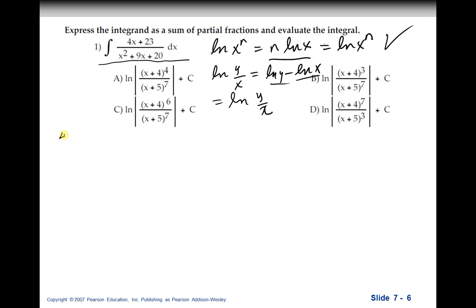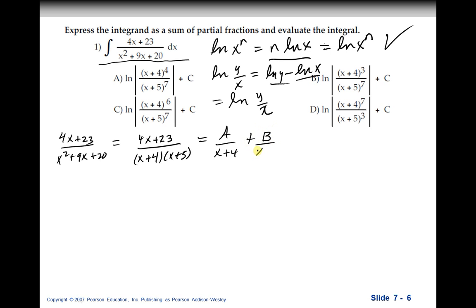We write 4x plus 23 divided by x squared plus 9x plus 20 as 4x plus 23 over x plus 4, x plus 5. These are the factors. And we should be able to write this as A over x plus 4 plus B over x plus 5.